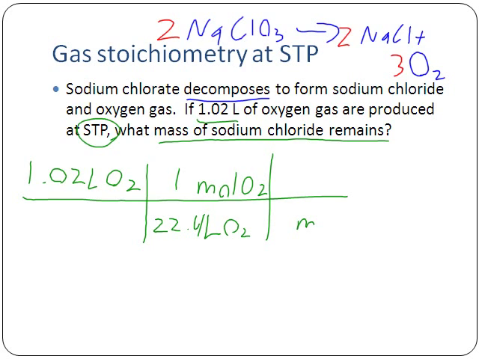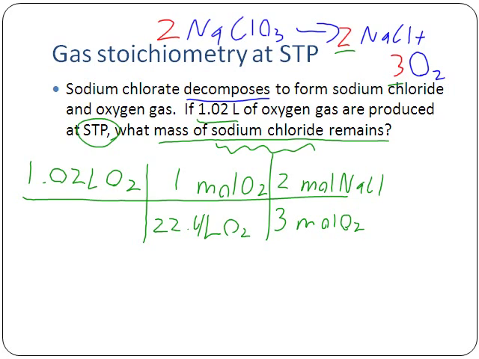Our next step is to go from moles of what we started with to moles of what we want. In this case, the question asks for the mass of sodium chloride, which is NaCl. So we want to look at the mole ratio between these two. Oxygen gas has a 3 out front of it, that's its coefficient. Sodium chloride has a 2 out front of it, that's its coefficient. So we have a 2 to 3 mole ratio.